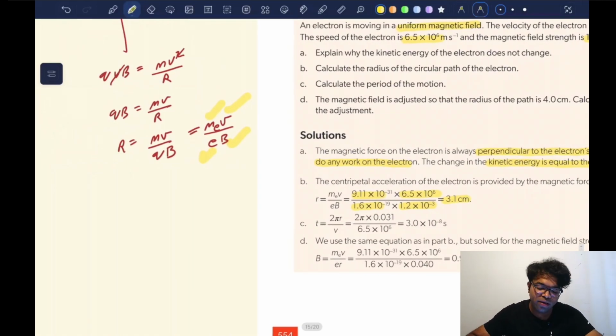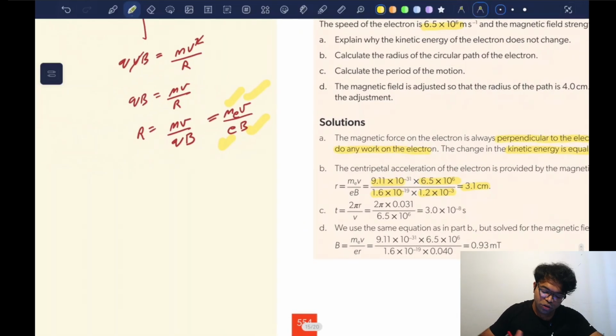Okay, next, calculate the period of motion. So what is the meaning of period of motion? The period of motion refers to the time it takes an electron to complete one revolution. It is moving in a circular path, so how much time is it going to take to complete one revolution? It is a very easy concept.